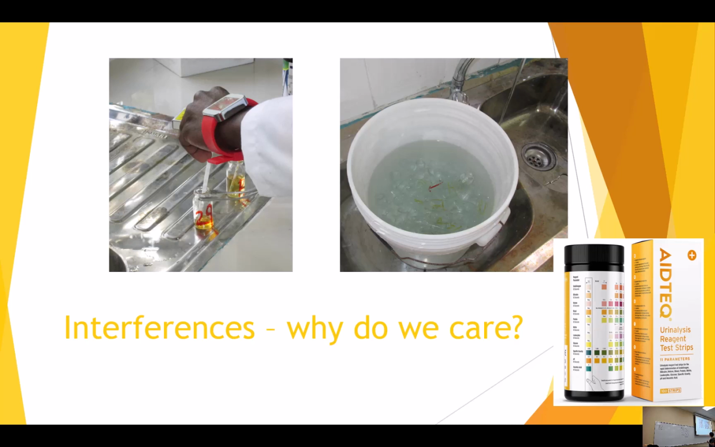On the bottom of these strips, the bottom pad is ascorbic acid. Ascorbic acid is a common interference we see, and that's vitamin C. So anybody that takes a lot of vitamin C, we're likely to have false negatives because it interferes. It's a reducing substance that's going to interfere with the color change and the chemical reactions on the strips.